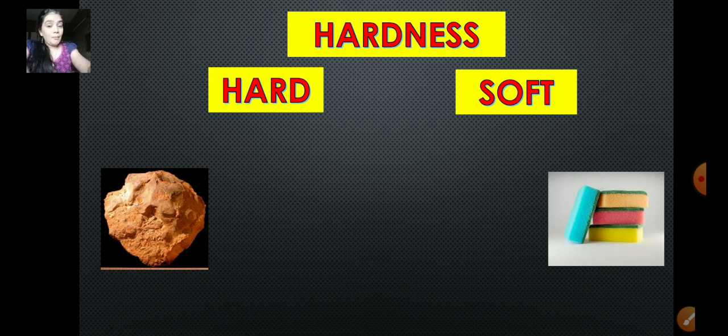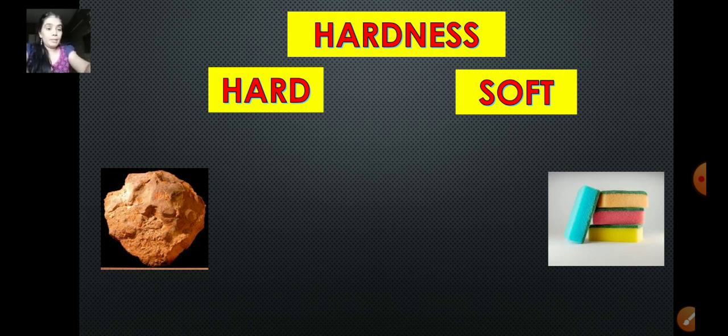So we can see some marks on that. And take some chalk or candle or any other material or object. So you can easily scratch some materials while some cannot be scratched so easily. So children, materials which can be compressed or scratched easily are called soft, while some other materials which are difficult to compress are called hard.